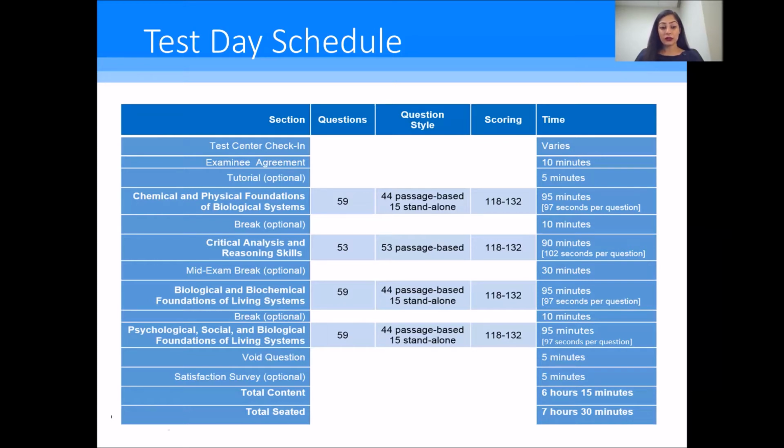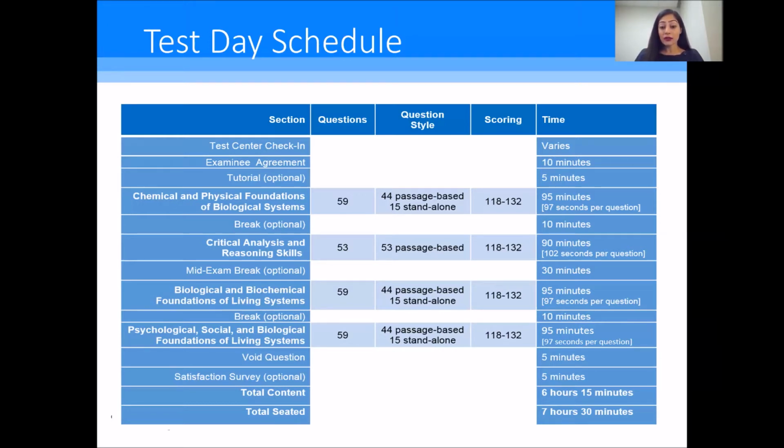So once you take that 30-minute break and you hit the biological and biochemical section, that's the first section, 95 minutes in length, 59 questions. And then you have another 10-minute break, which is followed by the behavioral sciences section. So again, like the other two science sections, it's 95 minutes in length, 59 questions, and this is going to be the psychological, social, and biological foundations of living systems section. Okay, so this is kind of what the content part of your exam will be.